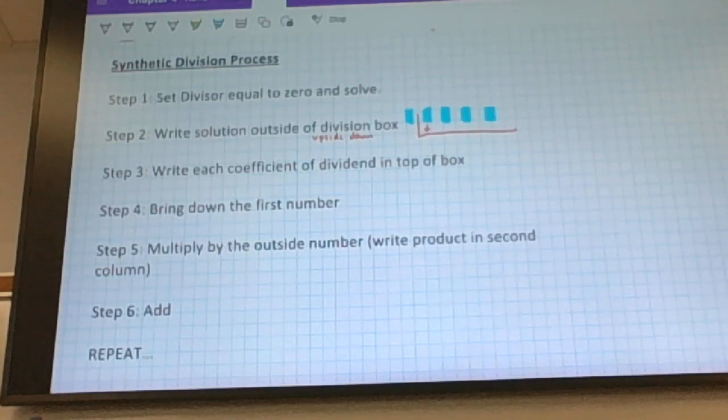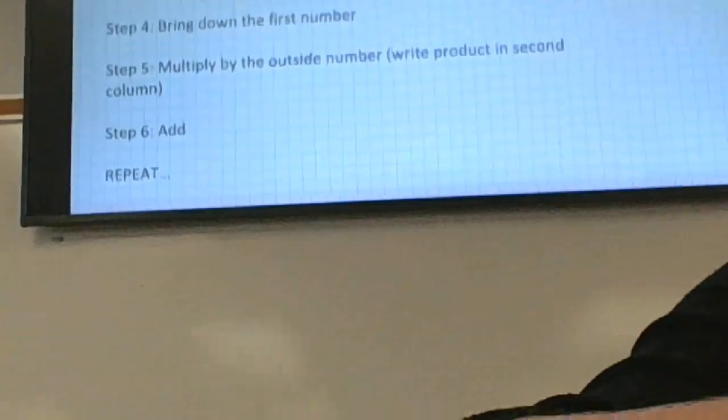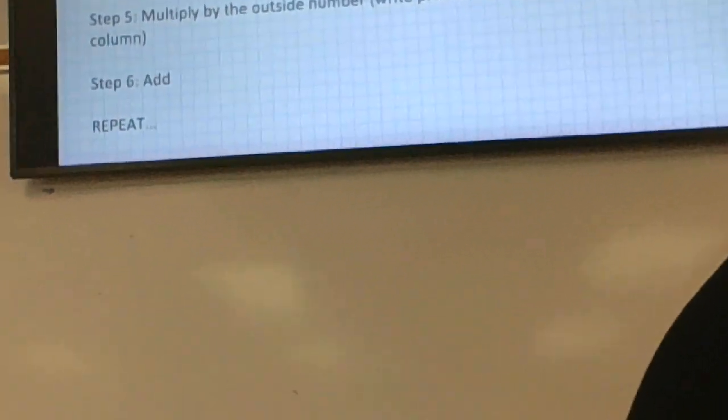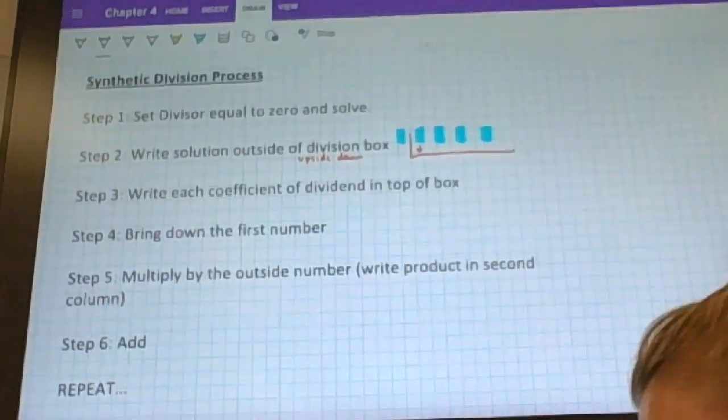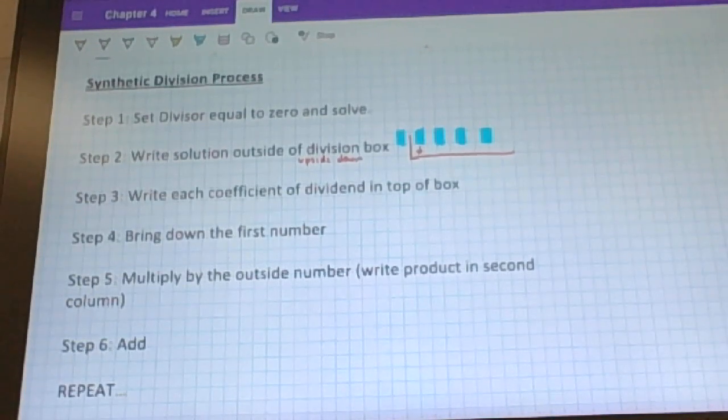All right, here's the example I'm gonna go through first. It's negative x to the third plus 3x squared plus x divided by x minus 2.